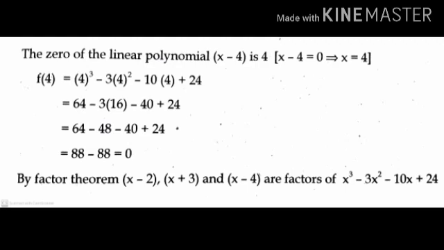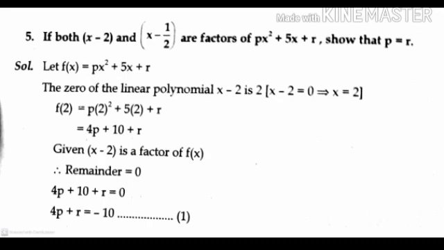That is equal to 0. By factor theorem, x minus 2, x plus 3 and x minus 4 are factors of x cube minus 3x square minus 10x plus 24, since in all the above cases the remainder is 0.